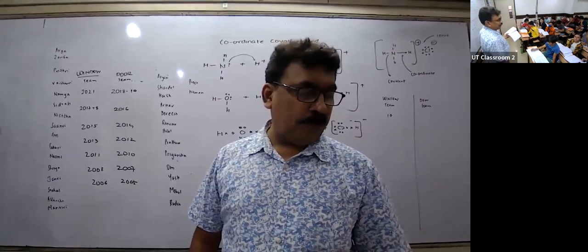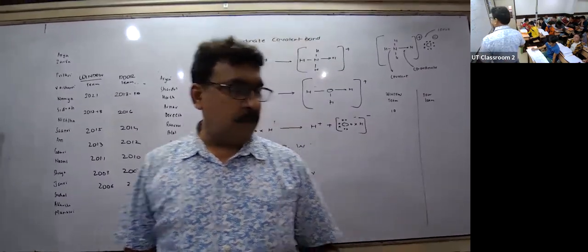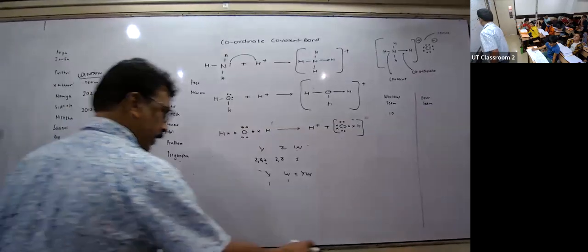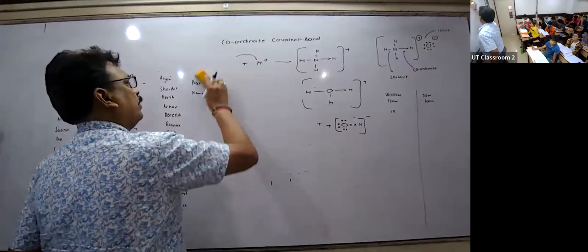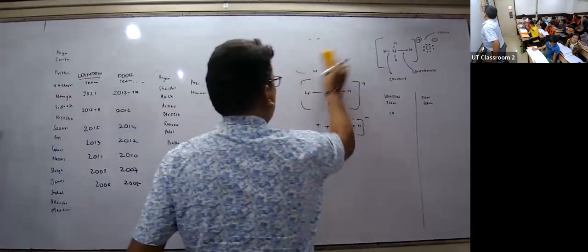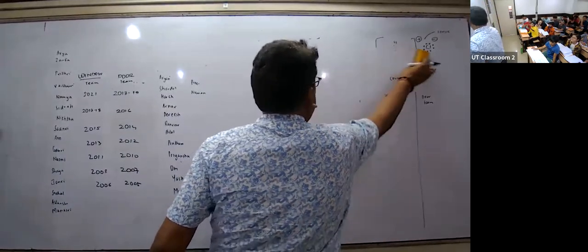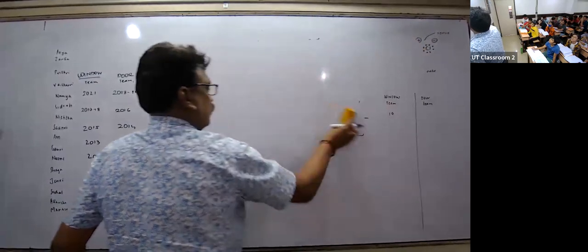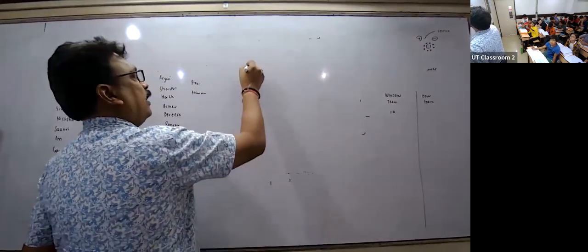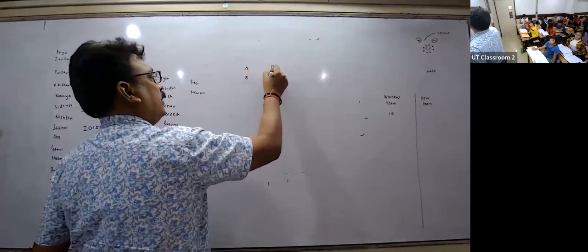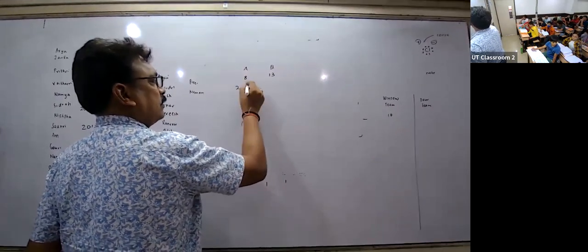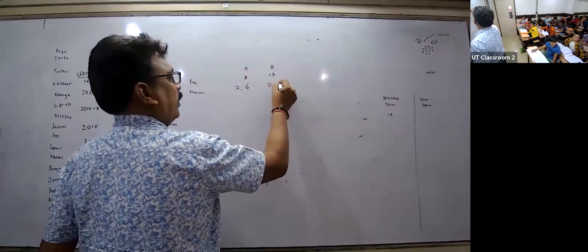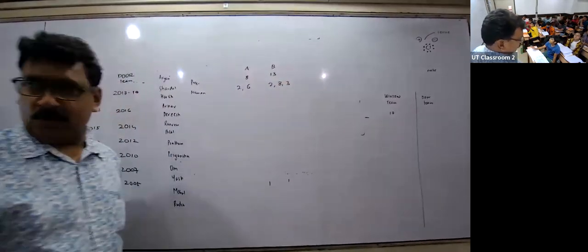Now the electronic configuration of A and B is 8 and 13, yes or no? How will you do this problem? Listen to it carefully. I'm just writing the question. A is 8 and B is 13, okay? So the electronic configuration you have to write is 2,6 for A, and for B it is 2,8,3. After this, what are you going to do?